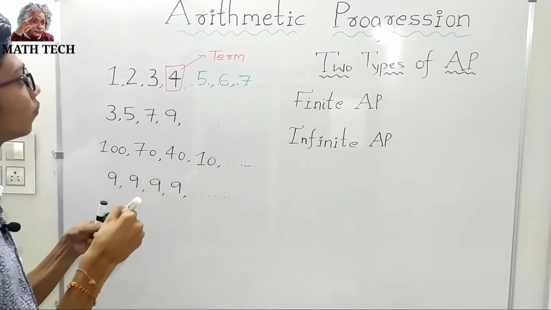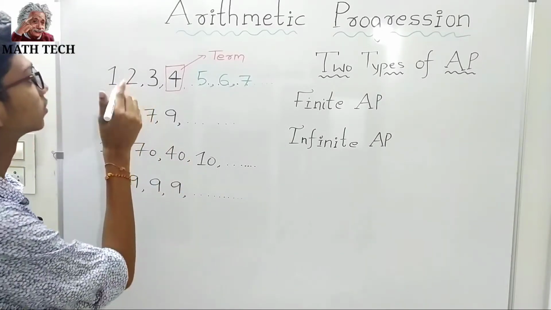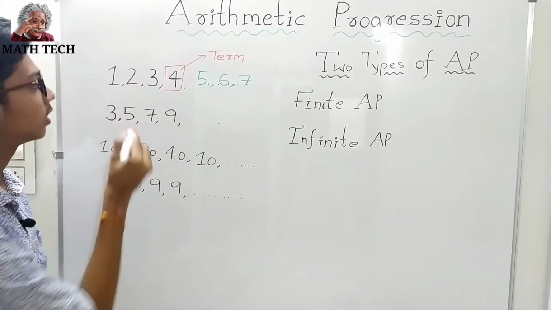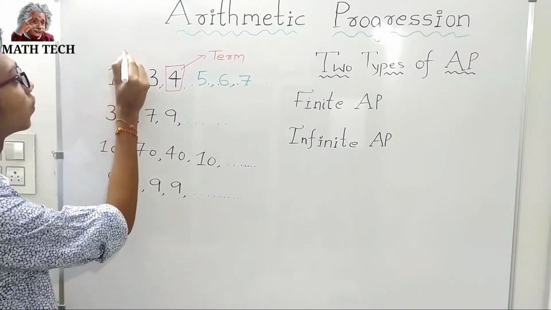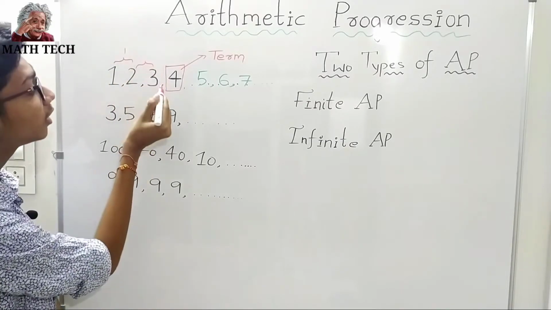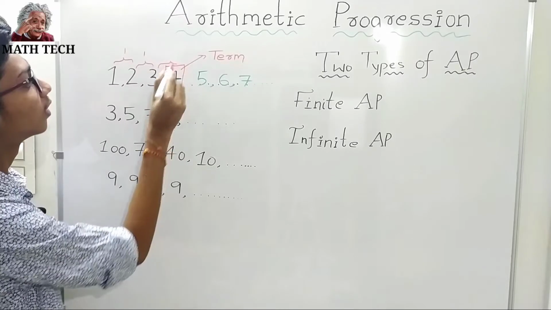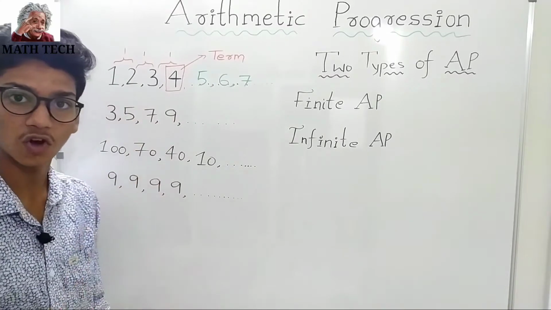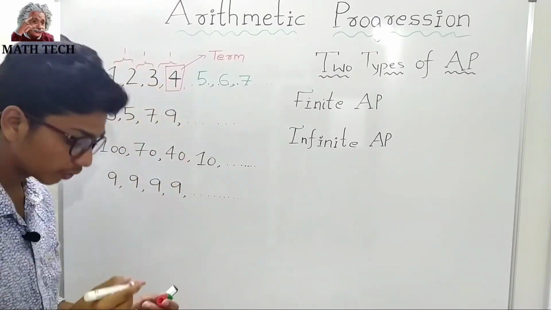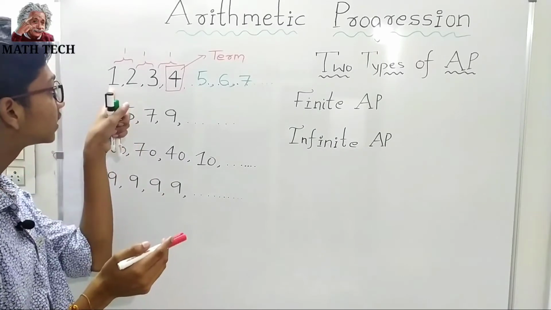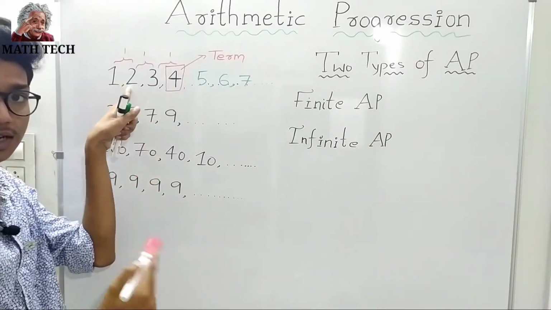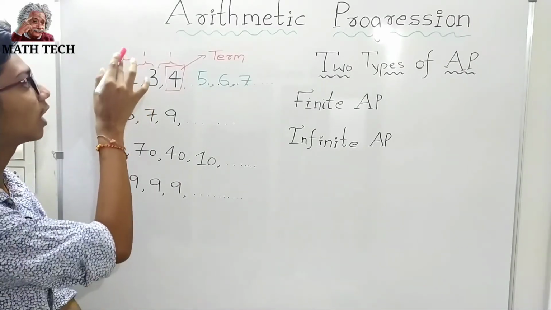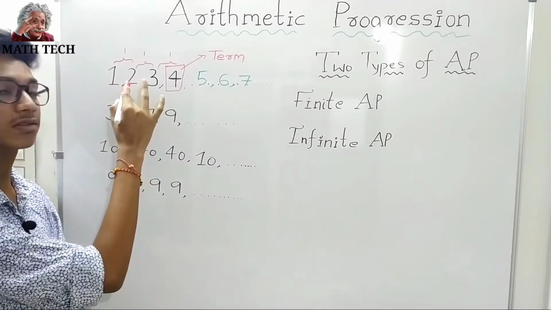Here the difference between any two consecutive numbers, that is 2 minus 1, or 3 minus 2, or 4 minus 3, is 1. So 2 minus 1 is 1, 3 minus 2 is 1, and 4 minus 3 is 1. So the difference between two consecutive numbers is constant, that is 1. And we can say that if we add 1 to the preceding term, we will get the successive term. The preceding term is 1; if we add 1 to the preceding term, we get the successive term.